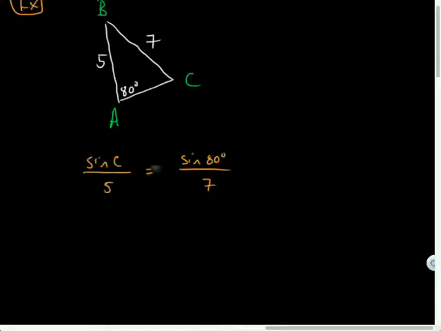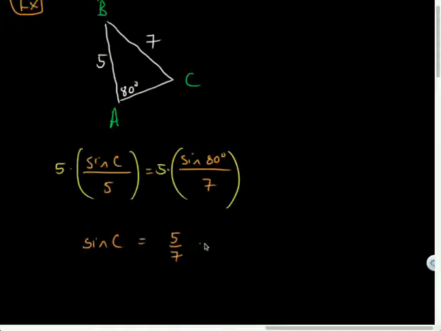Yeah. So if I'm now trying to find angle C here, how do I get angle C by itself? Multiply both sides by 5. Right? So that would give me sine of C equals, I could call this 5/7 times sine of 80. There's a bunch of different ways you could arrange this. 5 times sine of 80 all over 7, whatever you'd like.